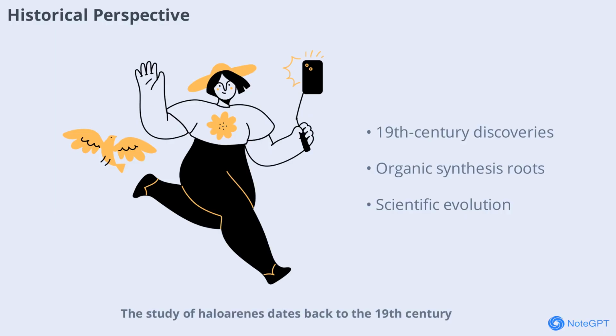Study of halogens dates back to the 19th century, when chemists first began exploring the reactivity of aromatic compounds. Early discoveries laid the groundwork for modern organic synthesis and industrial chemistry. The historical development of halogen chemistry reflects the evolution of scientific understanding and technological progress.